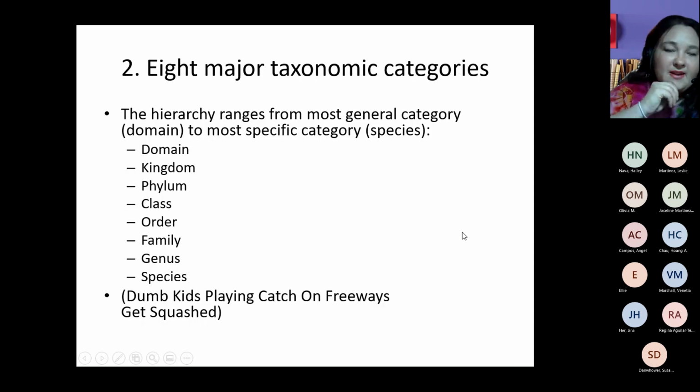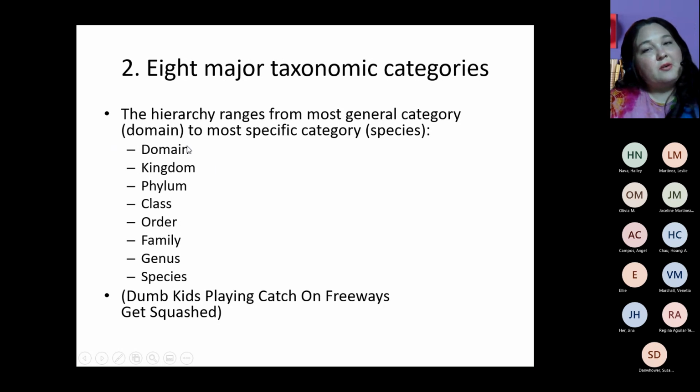There are 8 major taxonomic categories. This hierarchy ranges from most general to most specific. We have domain, kingdom, phylum, class, order, family, genus, species. You can remember this a couple of ways. You're going to need to know these in order. You could say, Dear King Philip came over for good sandwiches, or, my personal favorite, dumb kids playing catch on freeways get squashed.